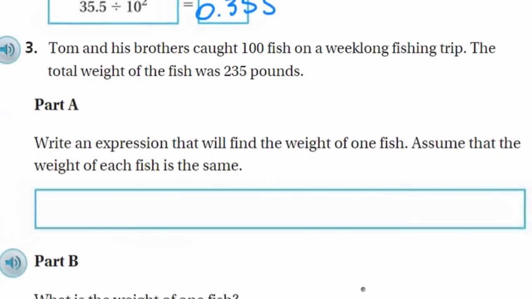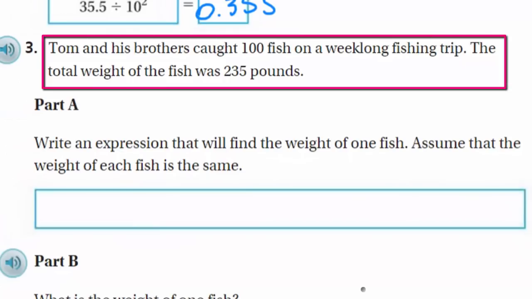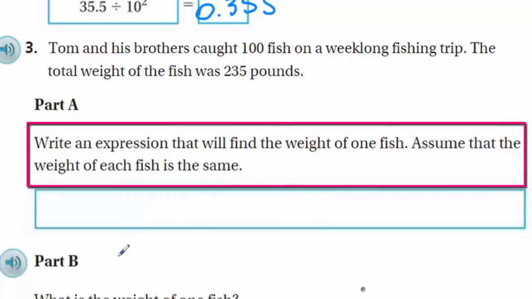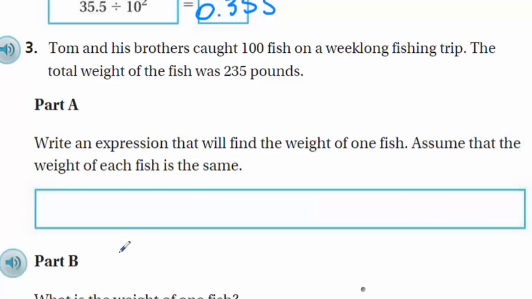Bring on Tom and his brothers. Tom and his brothers caught 100 fish on a week-long fishing trip. The total weight of the fish was 235 pounds. That seemed like a lot of pounds. But then, of course, that's a lot of fish. So write an expression that will find the weight of one fish. Now assume that the weight of each fish is the same.